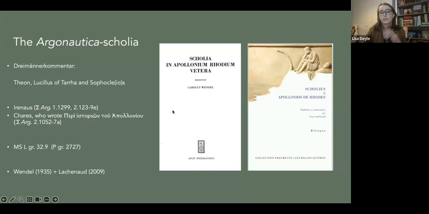So I've included two images there. Carl Wendel published an edition of the scholia in 1935. Guy Lachenaud then produced an edition with an introduction in 2009. But apart from that, not a lot has happened. In terms of the manuscript edition, I've shown you already an image from one of the manuscripts containing Homeric scholia. The main manuscript for the Apollonius-scholia is also 10th century, and we'll be seeing some images of that later on. So again, we have a 10th century manuscript.